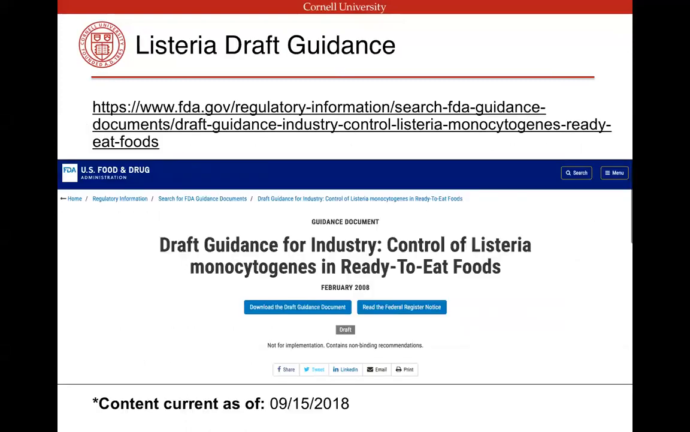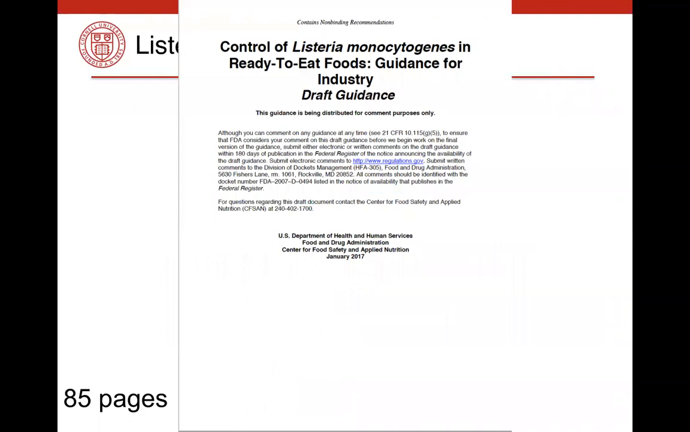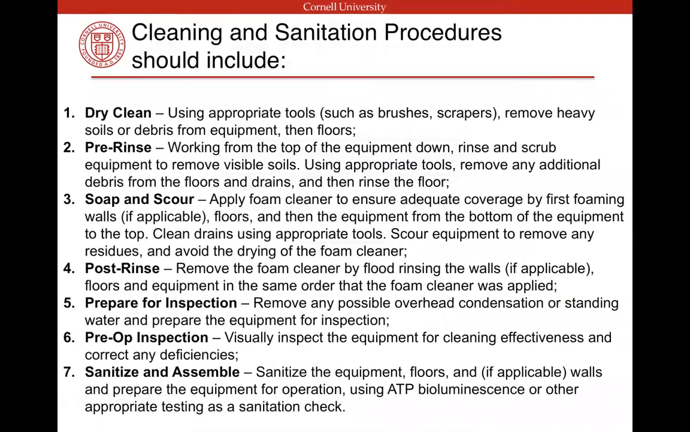So your main resource for Listeria control should be the Listeria draft guidance. It is currently a draft, but a lot of agencies are using this as the standard for right now as they're getting it finalized. So you should definitely be reading this for all of your Listeria questions in terms of how to regulate Listeria. It's only 85 pages. I promise it's a quick read. So definitely check that out. I want to highlight a couple of things that are in there.